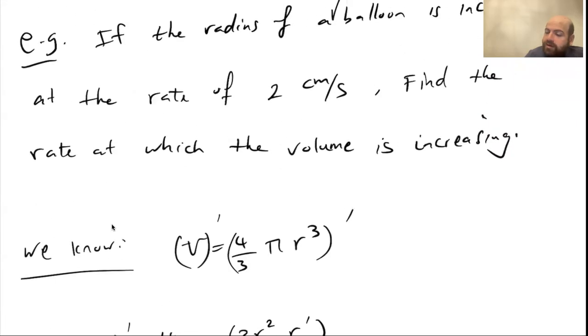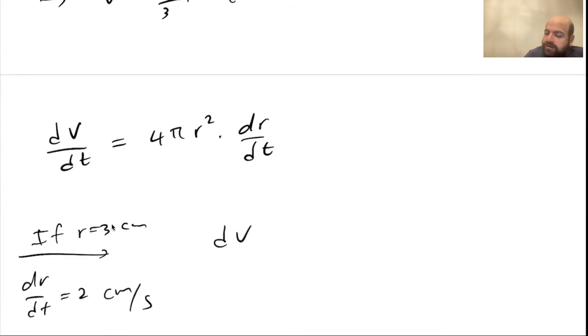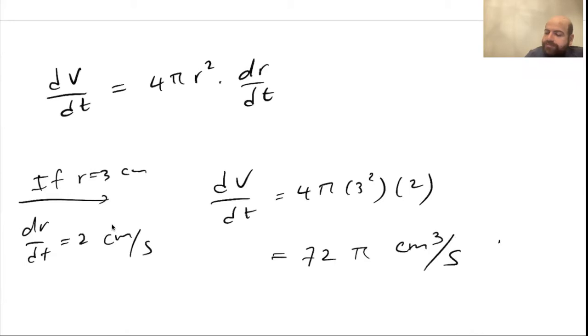So we also need to know the value of r to find the rate at which the volume is increasing when the radius is 3 centimeters, let's say. So the value of r must also be given. So if r equals 3 centimeters and dr/dt is equal to 2 centimeters per second, then we can say dv/dt is equal to 4 pi times 3 squared times 2, and this is 8 times 9, 72 pi centimeters cubed per second. Okay, so this is how we can find the rate of change of volume in this case.